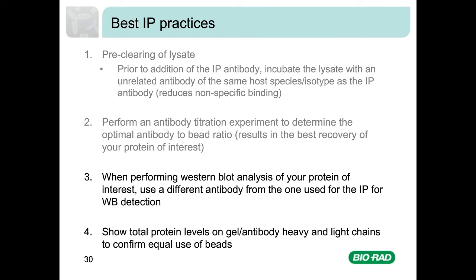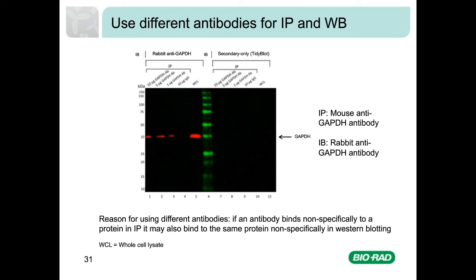In this example, a GAPDH IP was performed using a mouse anti-GAPDH antibody. However, for the Western blot detection, a rabbit anti-GAPDH was used. My recommendation is that if possible, I would use IP and detection antibodies from different host species.